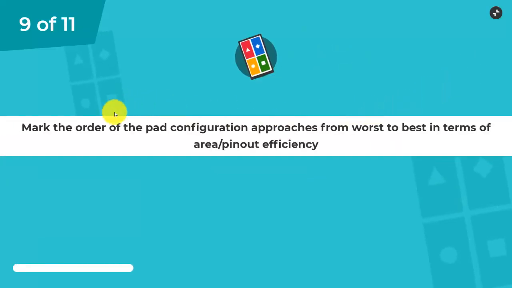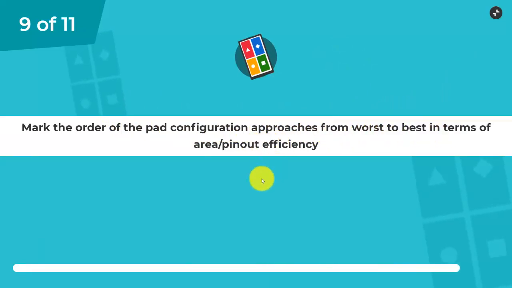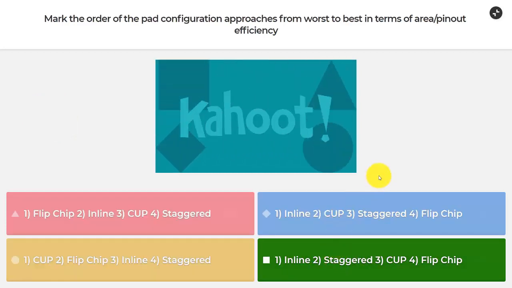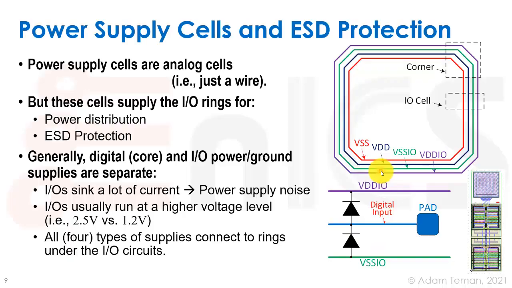Question 9. Mark the order of the pad configuration approaches from worst to best in terms of area pinout efficiency. Flip chip, inline, CUP, staggered; inline, CUP, staggered, flip chip; CUP, flip chip, inline, staggered; or inline, staggered, CUP, flip chip. I think this is going to be it. So let's go and take a look at that.